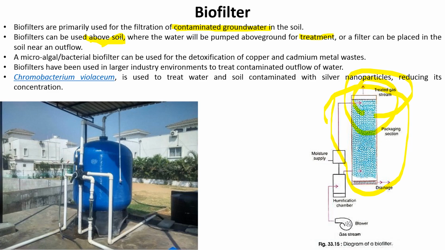So the biofilter usually applies a bacterial biofilter or a microalgal biofilter. These days you can see algal biofilters very commonly, and they are often used for the treatment of copper and cadmium metal waste. One of the prolific microorganisms which is used to treat wastewater and soil for silver nanoparticles is Chromobacterium violaceum. So this is one remediation technique which has been adapted by different industries in their wastewater treatment plants.